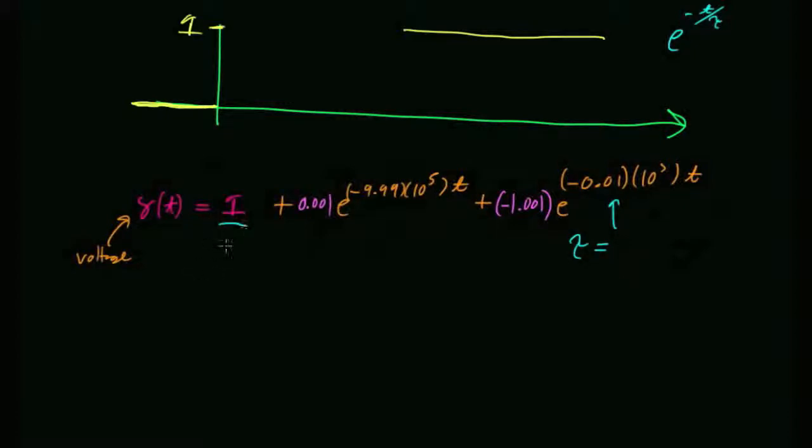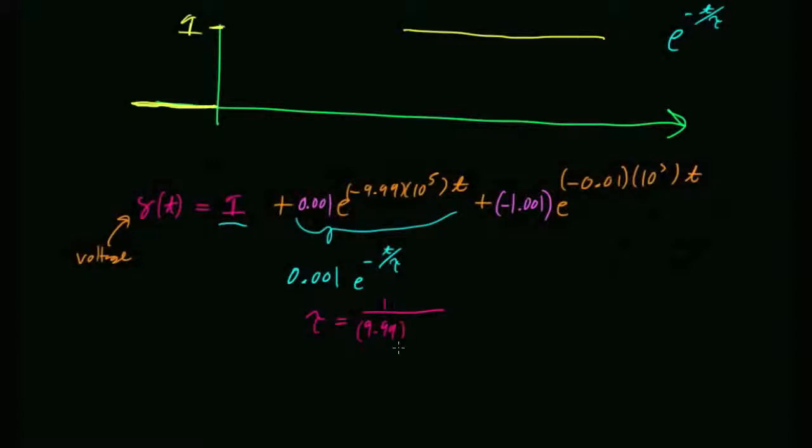This term is a constant. This term is like 0.001 e to the minus t over some time constant, where that time constant is... So what is 1 over 9.99 times 10 to the 5th? 9.99 E5. Ooh, it's small. 1.001 microseconds.